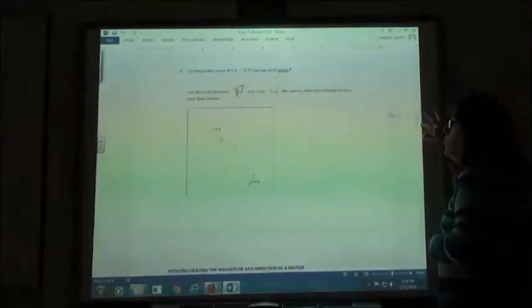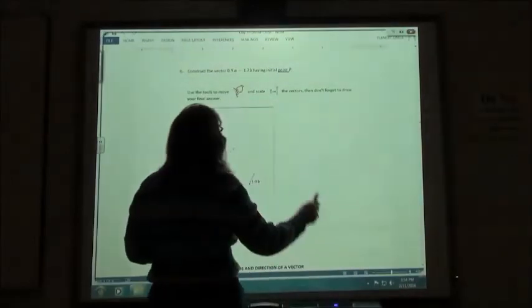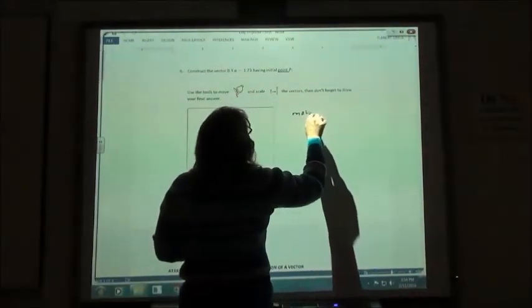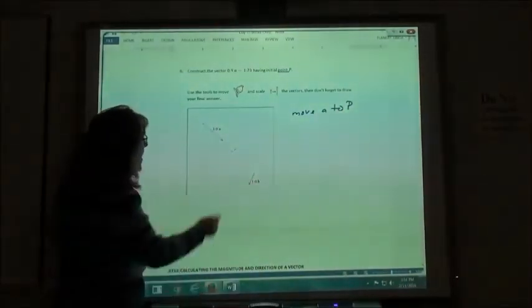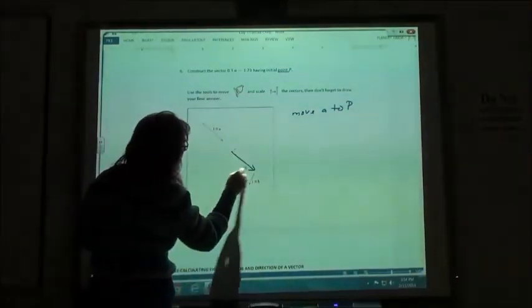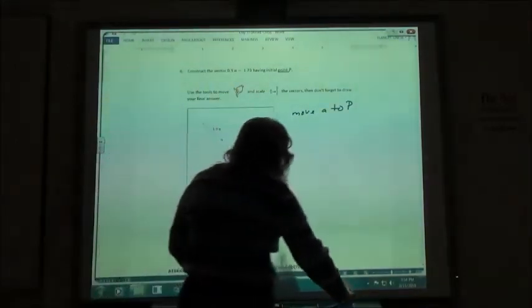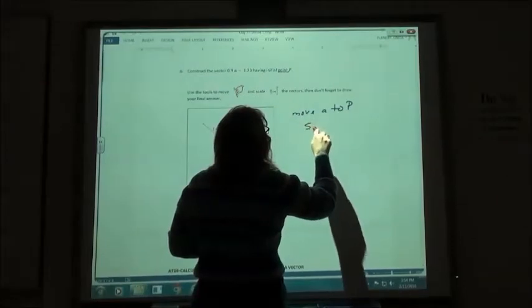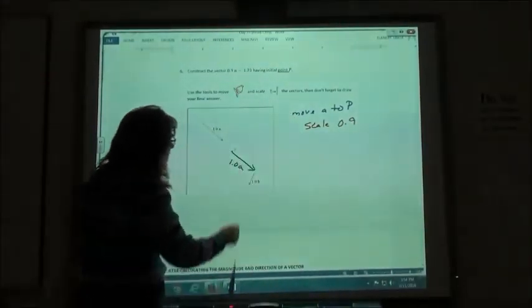One more of those, we are constructing 0.9A minus 1.7B. So move A to P again. So starting with A, I'm going to move it to P. It's going to be like that. It's going to say 1.0A. I'm going to scale it. So it's going to be 0.9. So it's just going to be a little bit shorter.